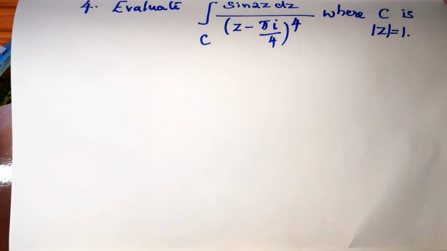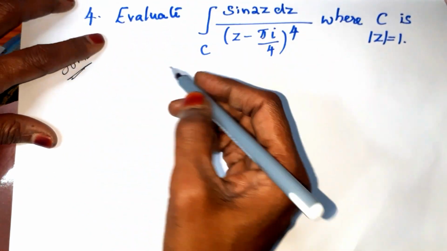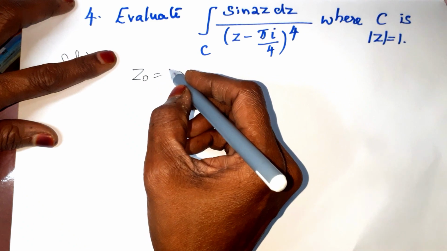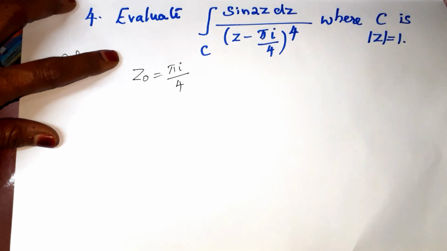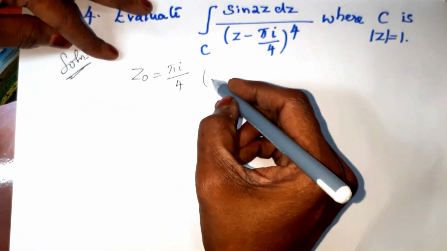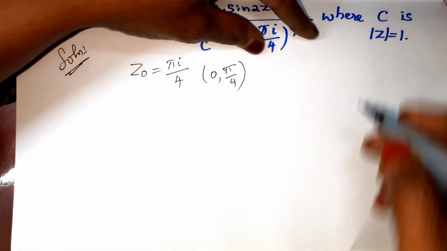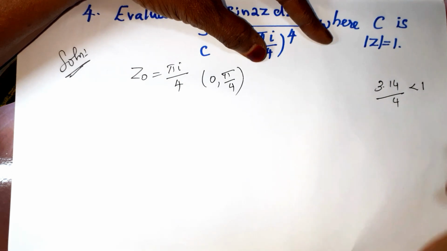The next problem is we are going to evaluate the integral over c of sine 2z dz by z minus pi i by 4 the whole power 4, where c is mod z equal to 1. So what is z naught given? z naught is equal to pi i by 4. So the point here is 0 comma pi by 4. Am I right? So what is pi by 4? 3.14 by 4, which is lesser than 1.